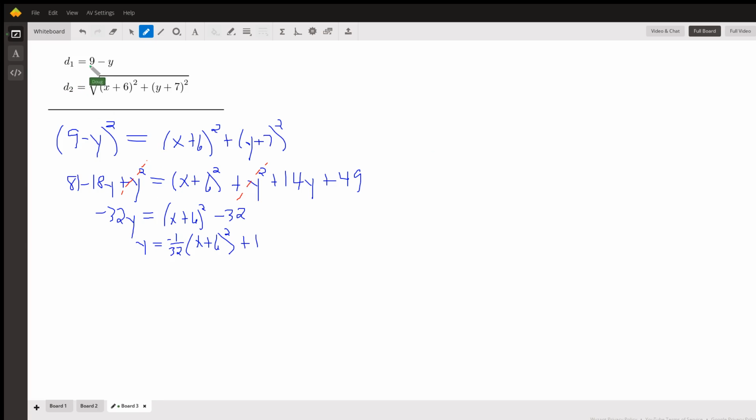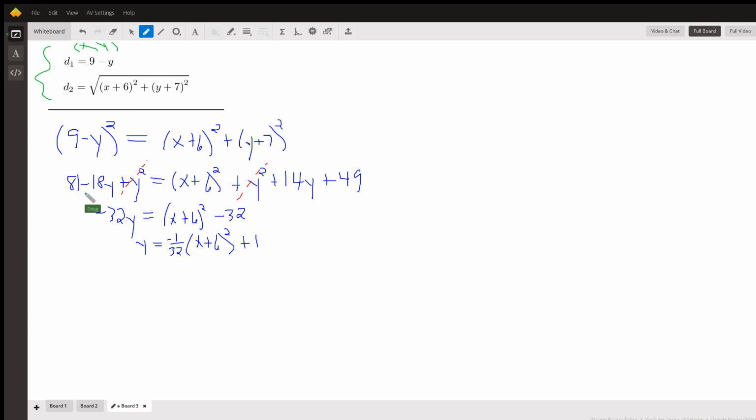The distance from any point (x, y) on the parabola to the directrix, well, the x coordinates are going to be the same, so it's 9 minus y will be the distance from the point to the directrix. The distance to the focus, we have to use the distance formula, the square root of (x minus x sub 1, or x minus a -6) quantity squared, plus (y plus 7) quantity squared.